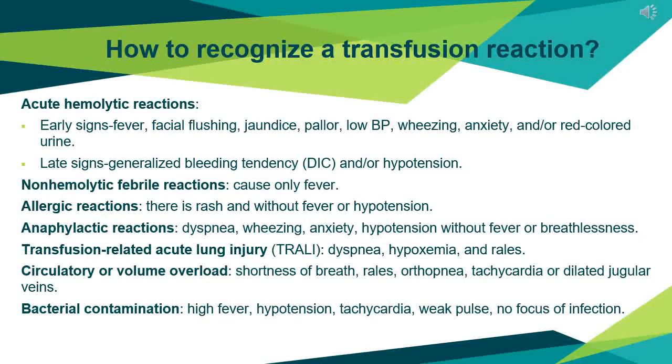How to recognize a transfusion reaction? Acute hemolytic reactions may manifest either early or late. Early signs are fever, facial flushing, jaundice, pallor, low blood pressure, wheezing, anxiety, and or red colored urine due to hemoglobinuria from acute hemolysis. Late signs are generalized bleeding tendency due to disseminated intravascular coagulation and hypotension.